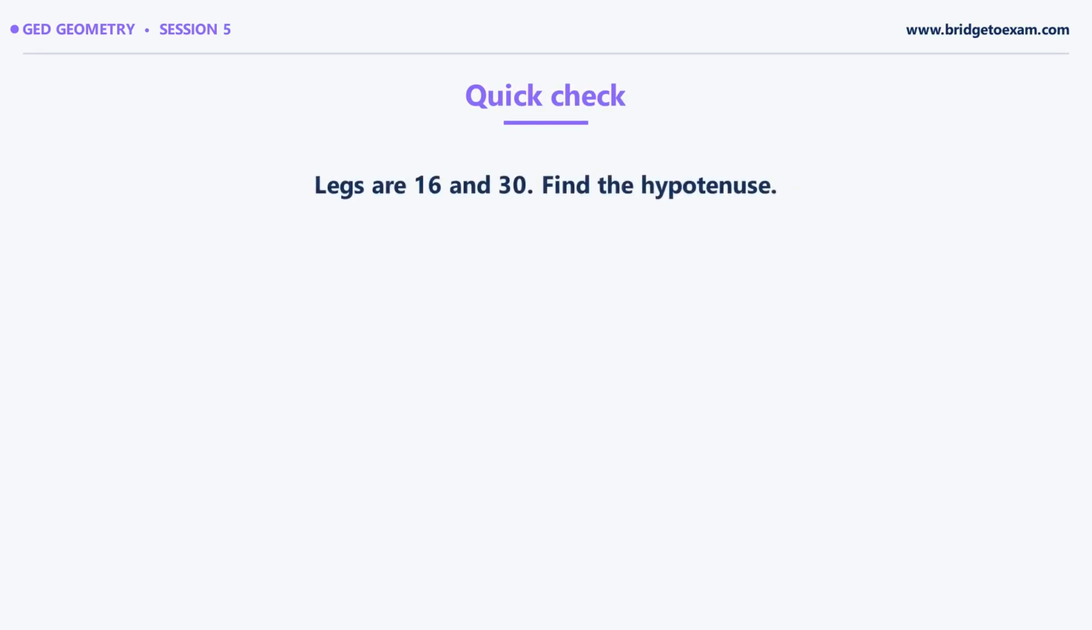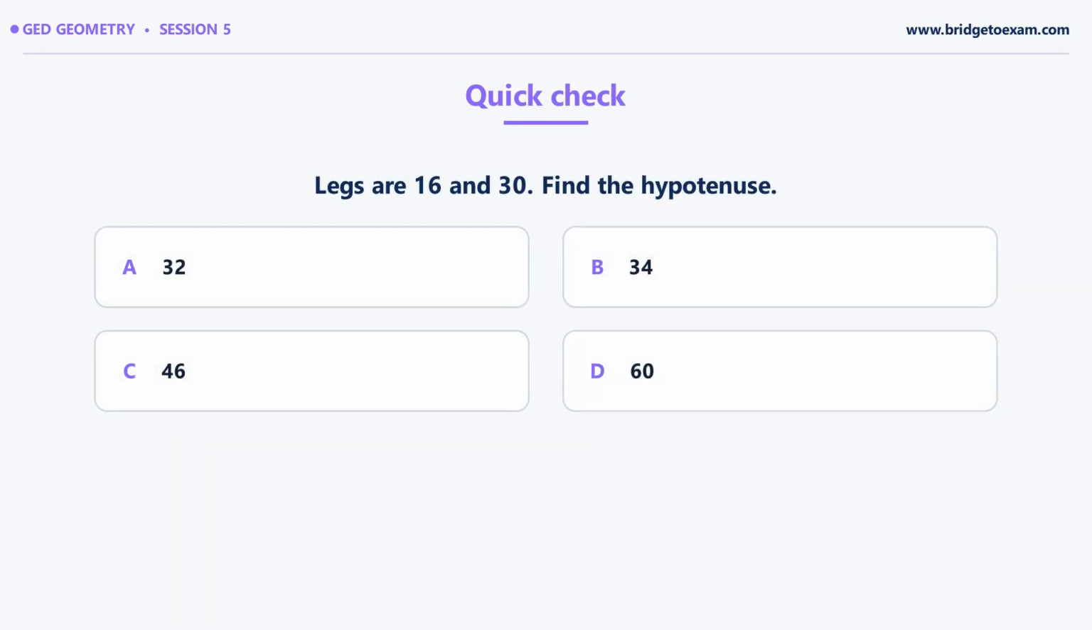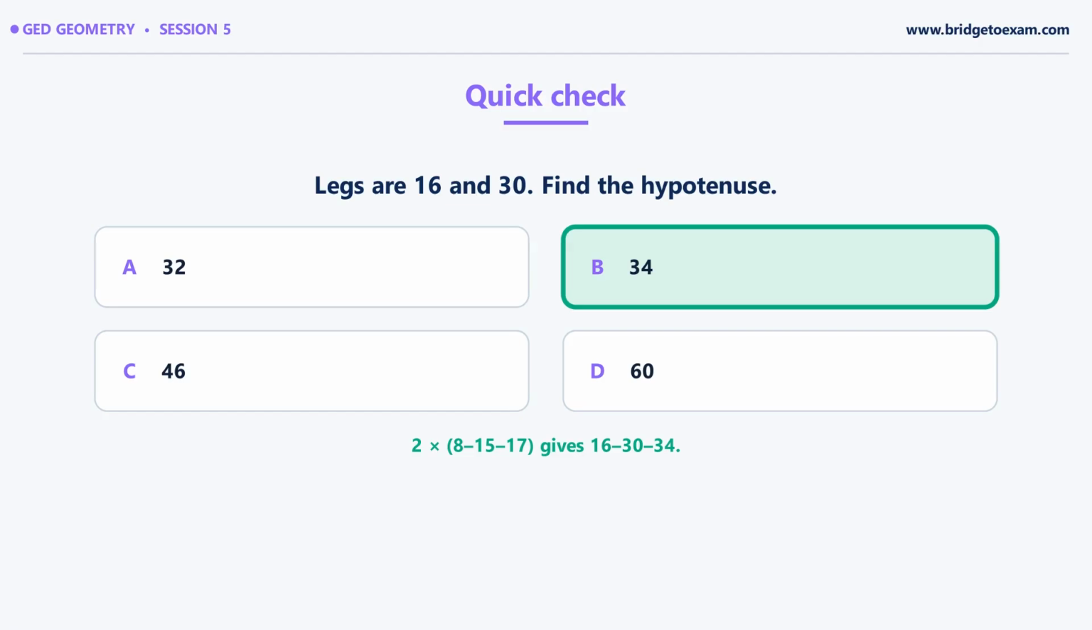A right triangle has legs 16 and 30. Both are twice 8 and 15, so use the 8, 15, 17 triple scaled by 2. The hypotenuse is 34. A quick square check confirms that 256 plus 900 equals 1,156, or 34 squared.